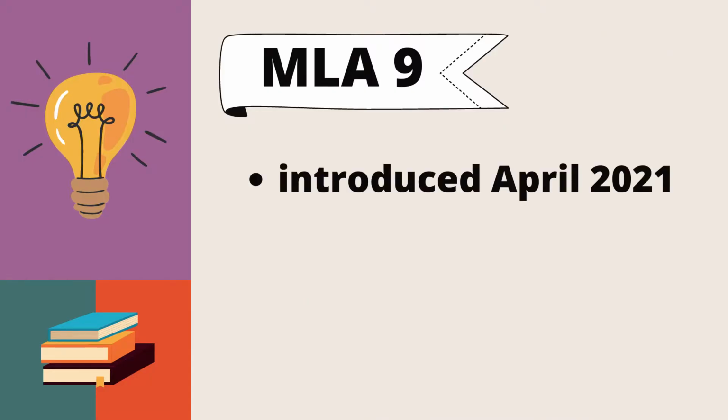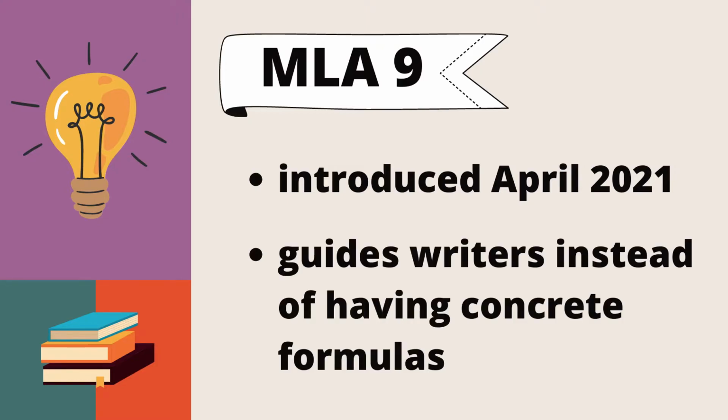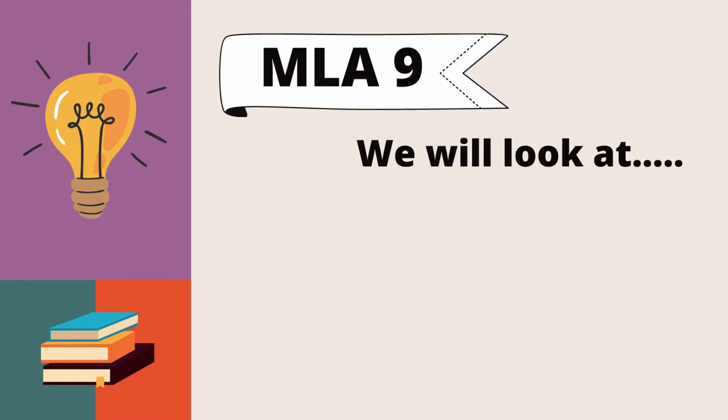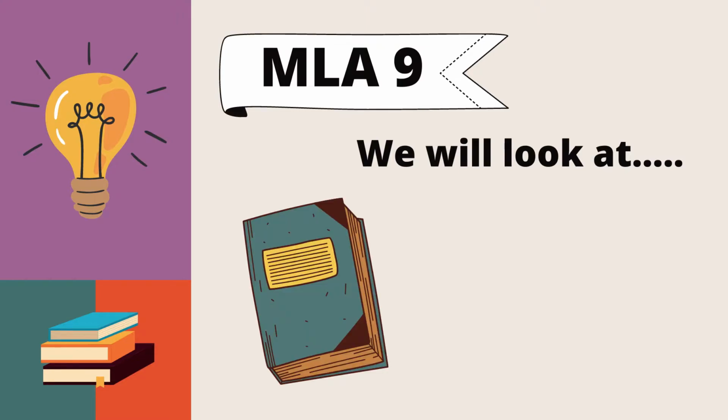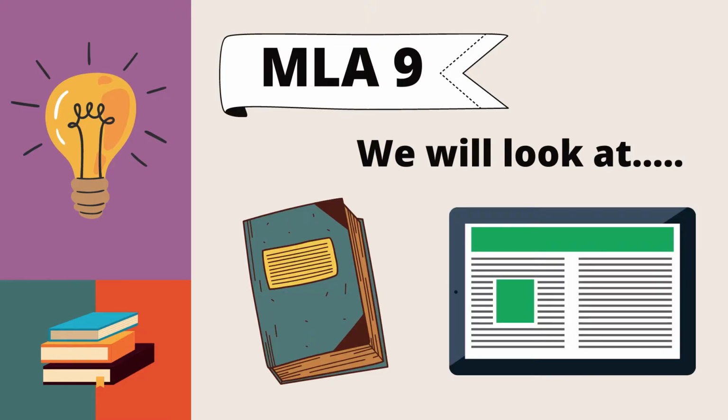In April 2021, MLA 9 was introduced. MLA 9, like MLA 8, prioritizes a set of principles designed to guide writers in the citation process, as opposed to previous editions, which establish concrete citation formulas. Here, we will look at creating a citation for a book and for an article in a library database.